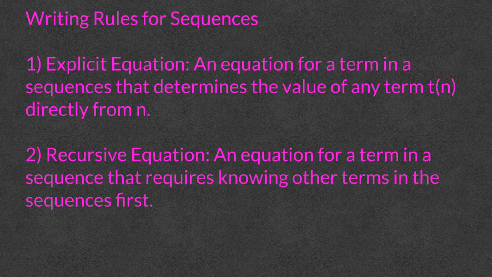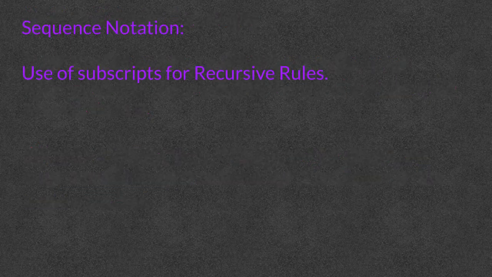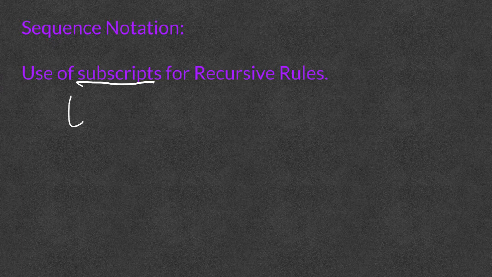Let's take a look at some notation that's going to be needed when you're writing the rules. Sequence notation, especially when you're writing recursive rules, you'll need to use subscripts. So let me just define some of the subscripts that we're going to be using. One of the subscripts is T sub 1, and basically what this means is the first term.